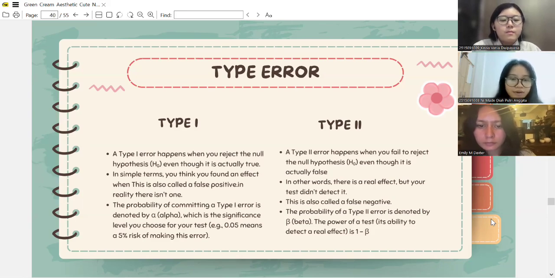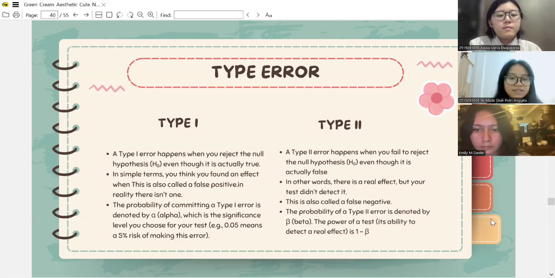And then type 2. Type 2 error happens when you fail to reject the null hypothesis, even though it is actually false. In other words, there is a real effect, but your test didn't detect it. This is also called a false negative. The probability of the type 2 error is denoted by beta. The power of the test, its ability to detect a real effect, is 1 minus beta.